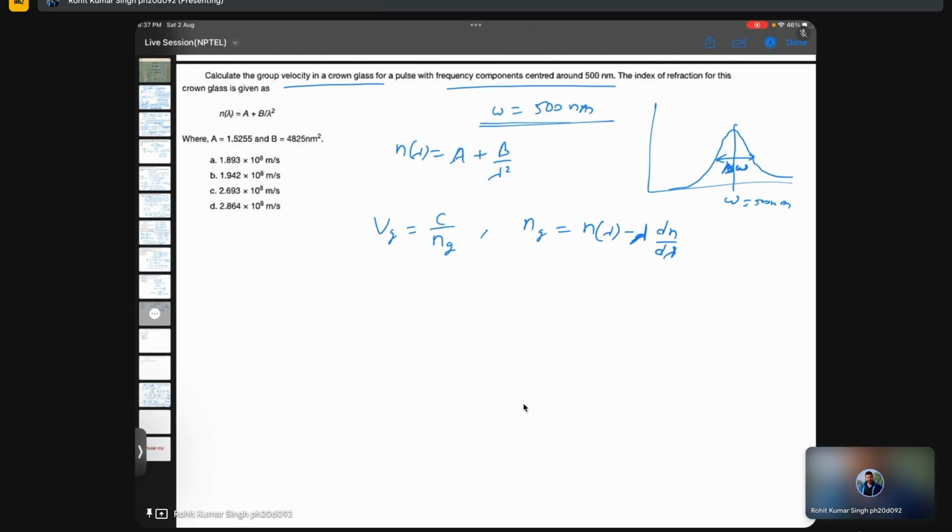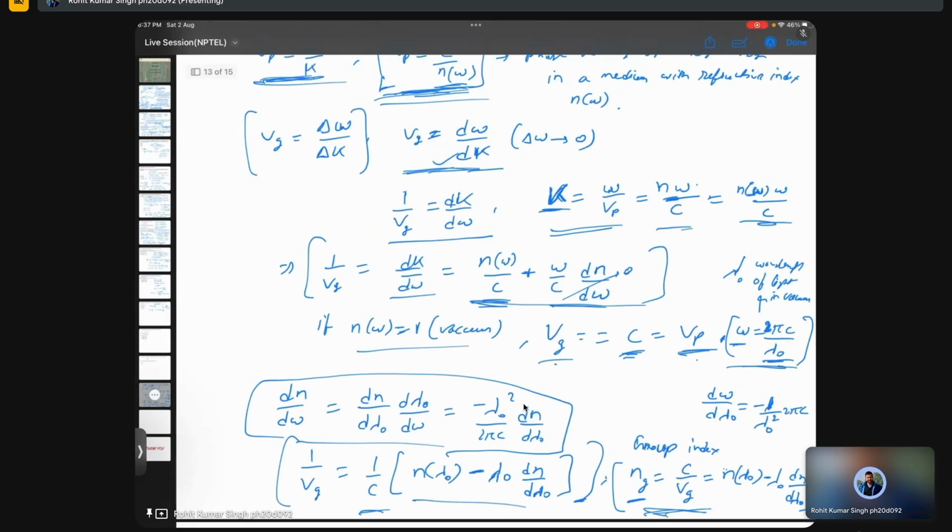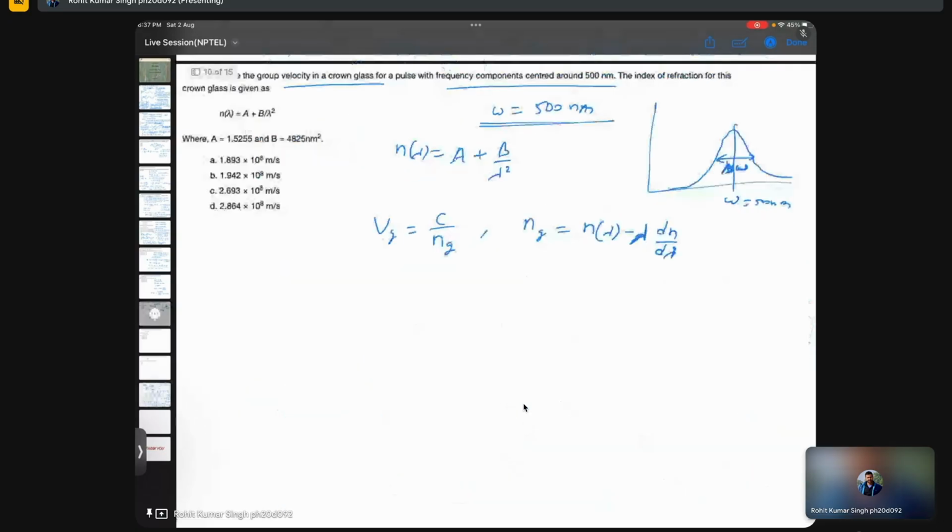Lambda is given, right? So this formula we also wrote here, this formula. So using these two formulas we can calculate everything.